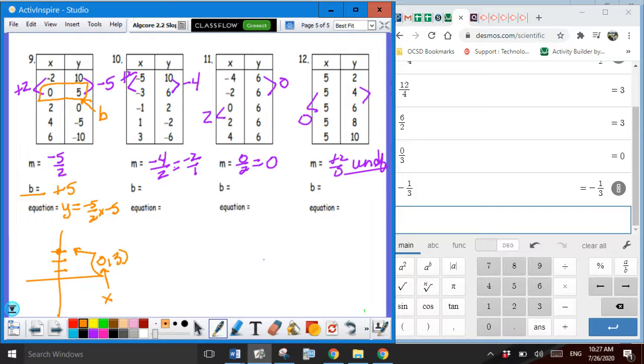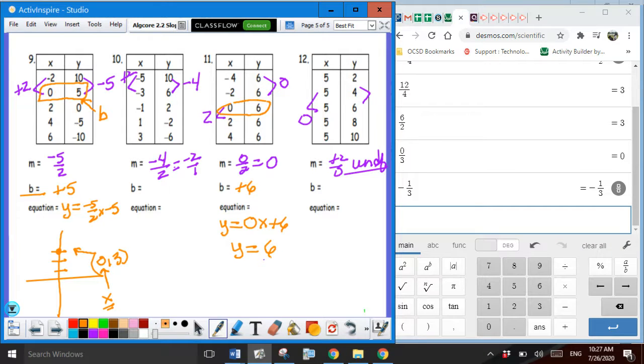Okay? All right, let's come over here to 11. We'll come back to 10. Let's go over to 11. Do I see x is 0? I sure do. It's right here. So that b is positive 6. So if I was to write this equation, I could technically write it as 0x plus 6 or y equals 6. I don't have to write the 0.